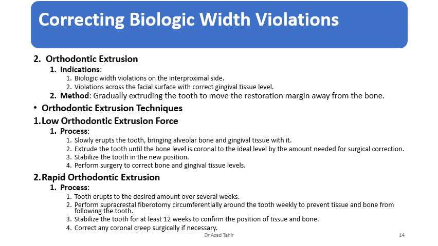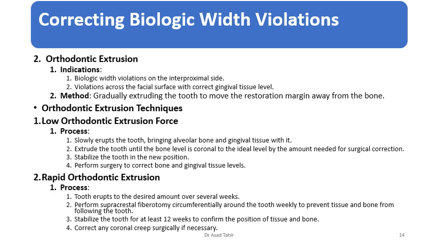Orthodontic extrusion techniques. Low orthodontic extrusion force. Process: slowly erupts the tooth, bringing alveolar bone and gingival tissue with it. Extrude the tooth until the bone level is coronal to the ideal level by the amount needed for surgical correction. Stabilize the tooth in the new position. Perform surgery to correct bone and gingival tissue levels.